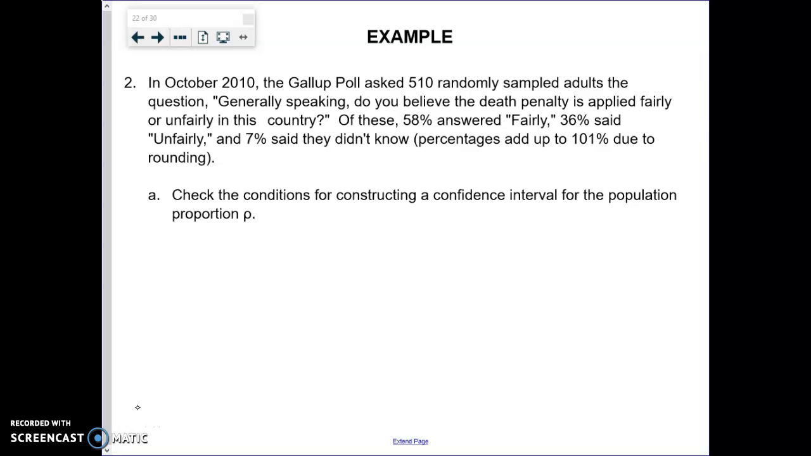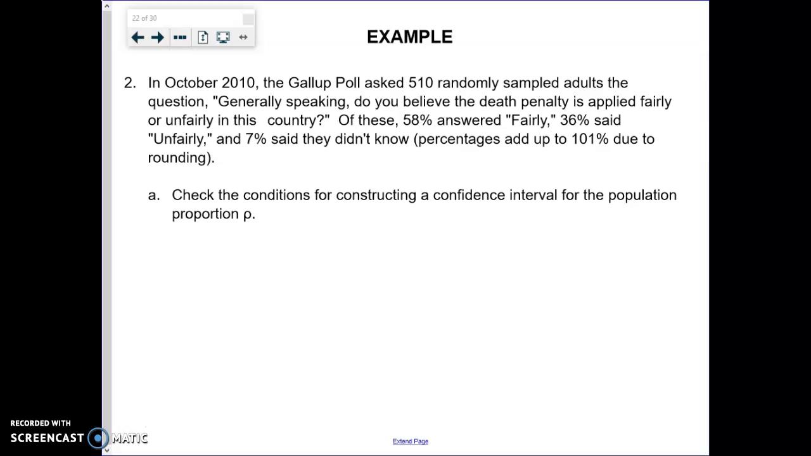Okay, let's go ahead and look at example number 2. What I'm going to do is pause the video, go ahead and read through this, and if there's anything you need to write down, underline, make note of, go ahead and do that. Okay, so what we're going to do is check the conditions for constructing a confidence interval we call a z-interval for a population proportion.